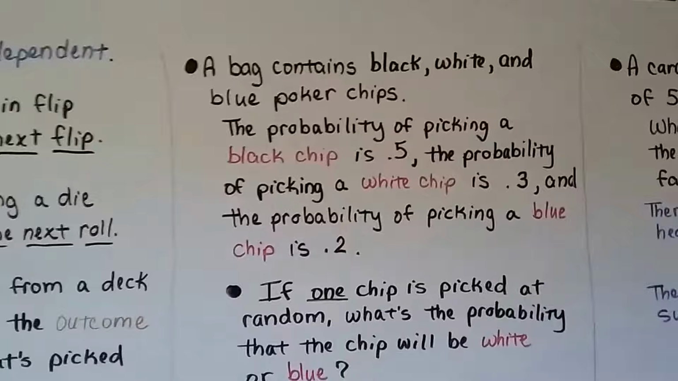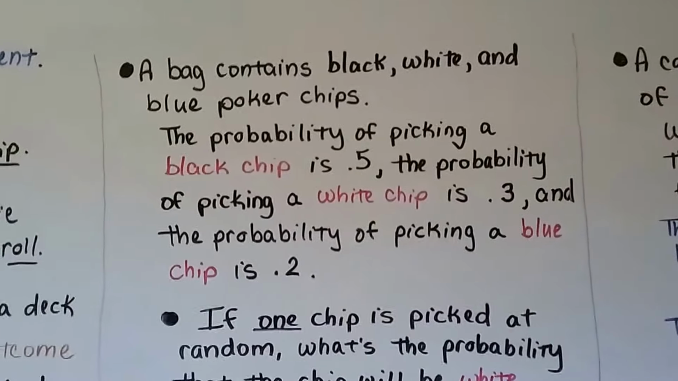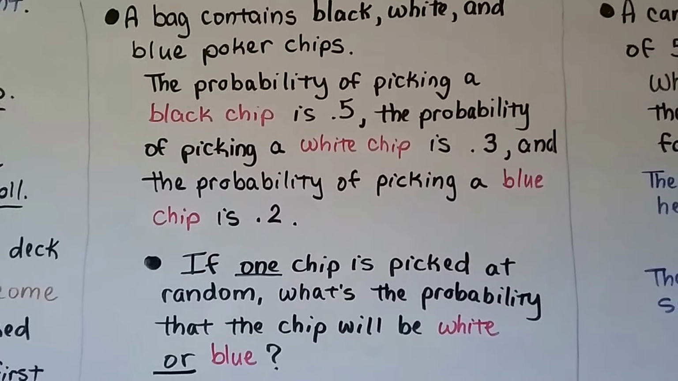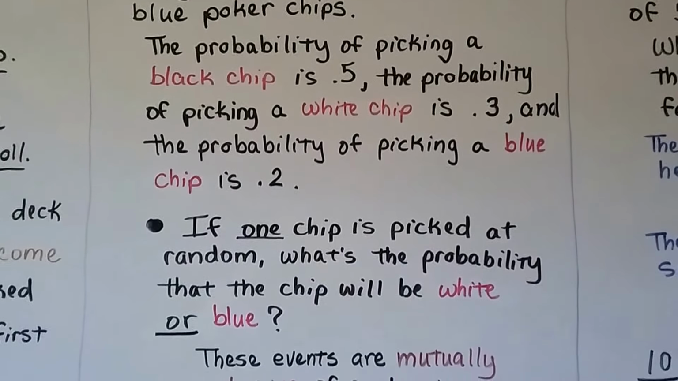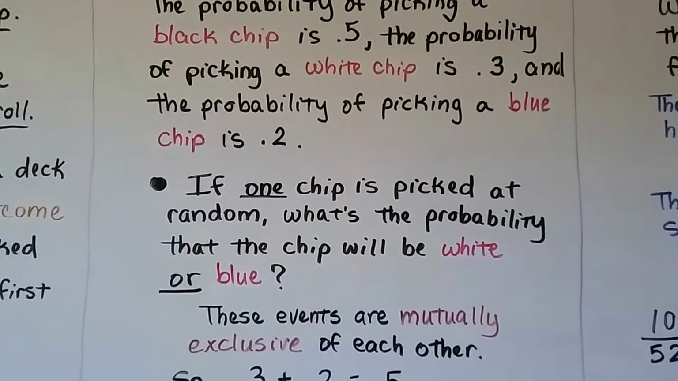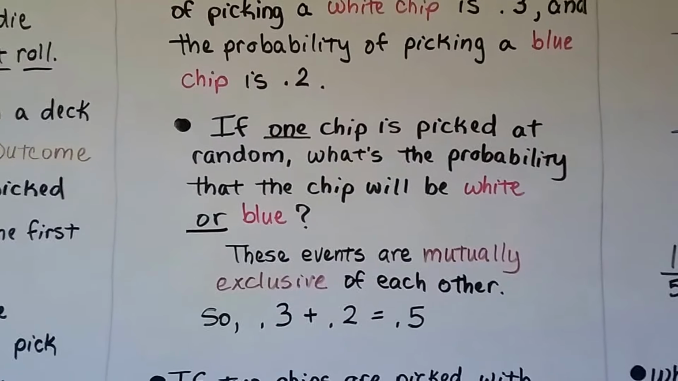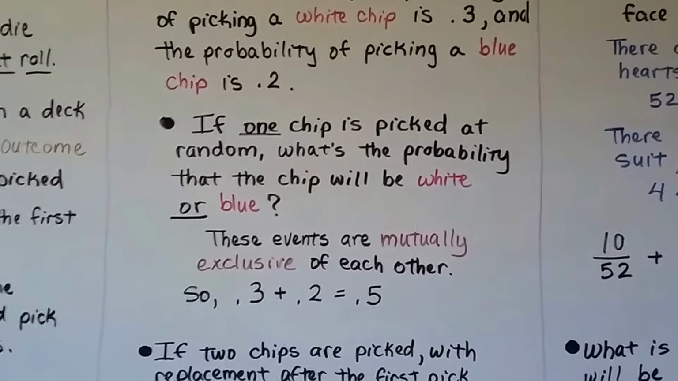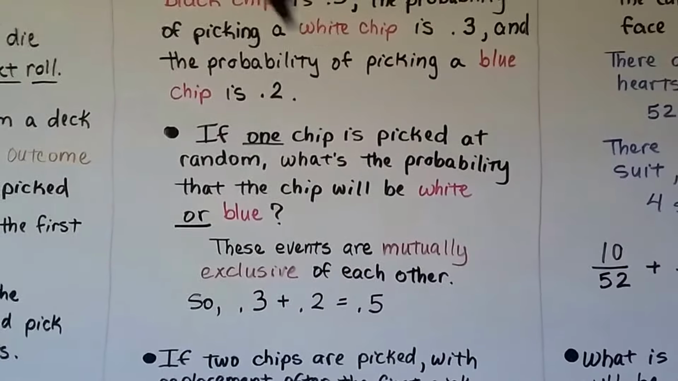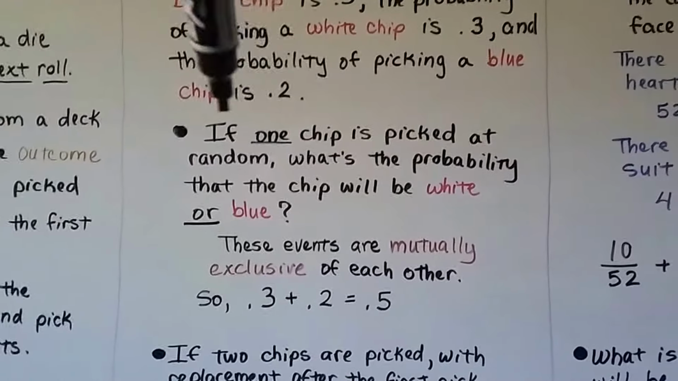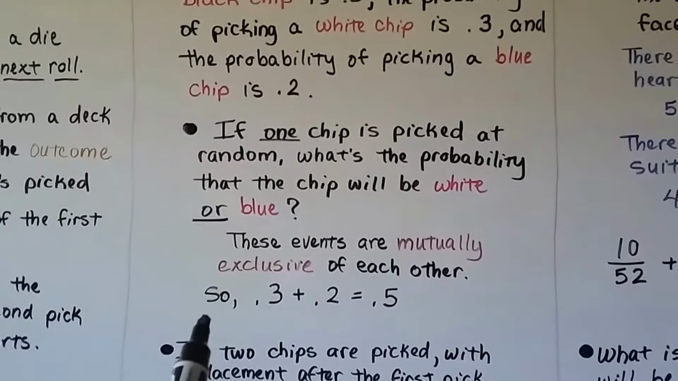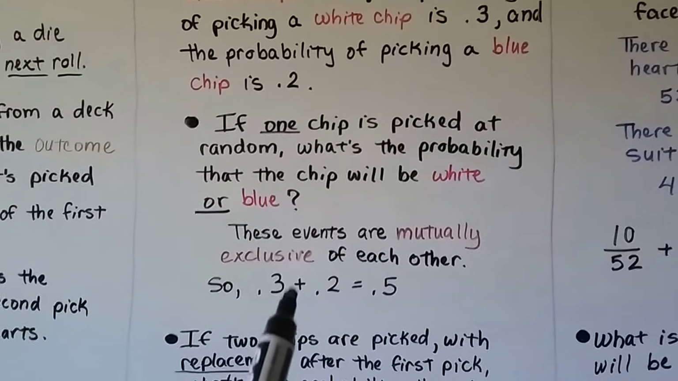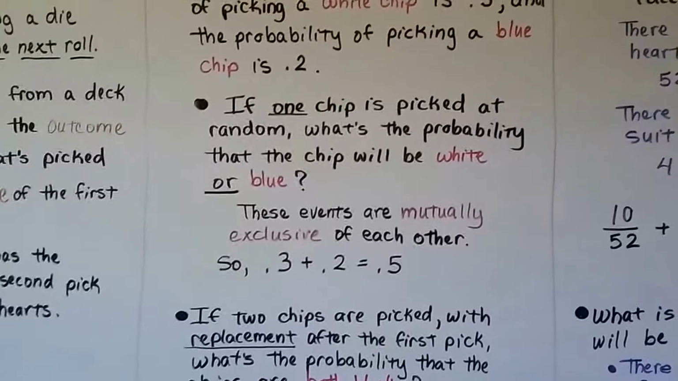A bag contains black, white, and blue poker chips. The probability of picking a black chip is 0.5. The probability of picking a white chip is 0.3, and the probability of picking a blue chip is 0.2. If one chip is picked at random, what's the probability that the chip will be white or blue? So the white one was 0.3 and the blue one was 0.2. These events are mutually exclusive of each other. So 0.3 plus 0.2 is equal to 0.5.